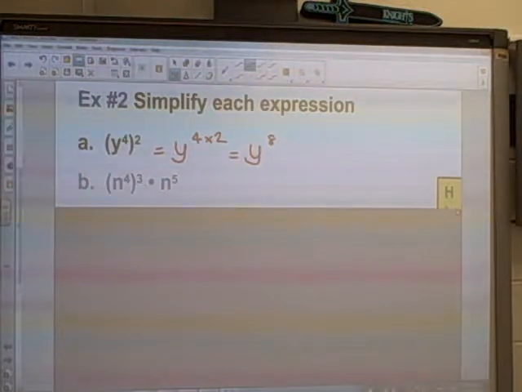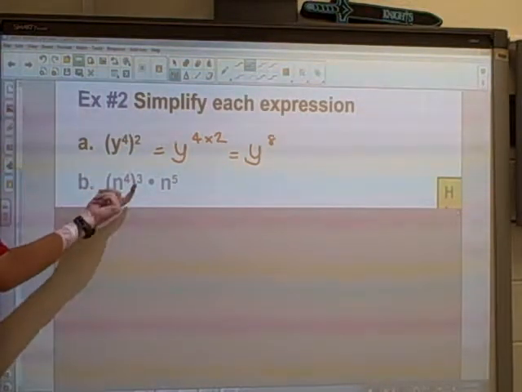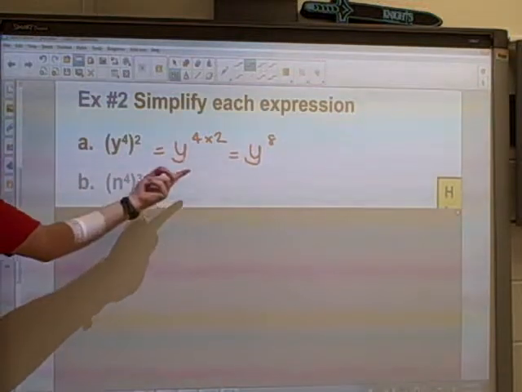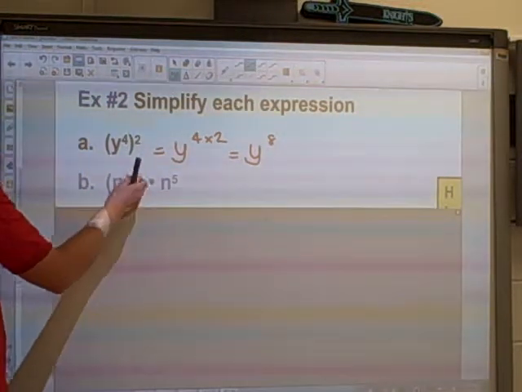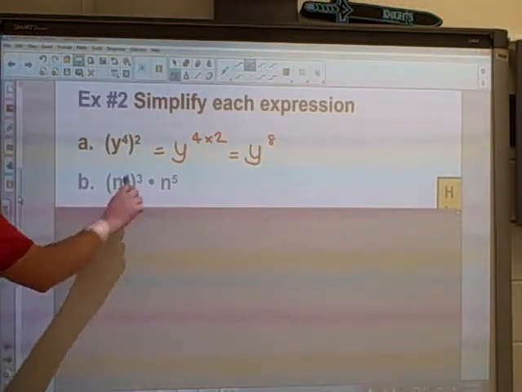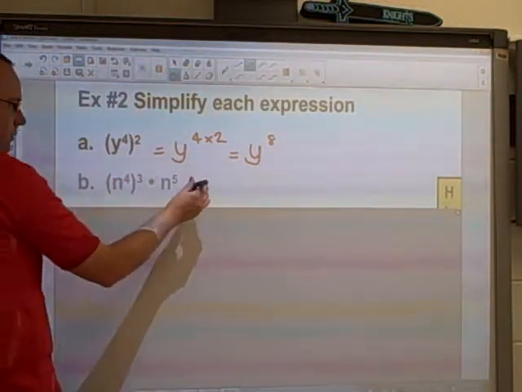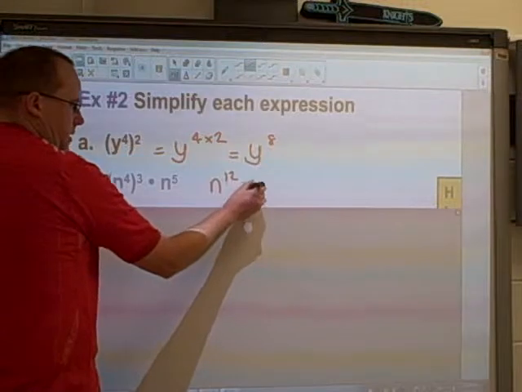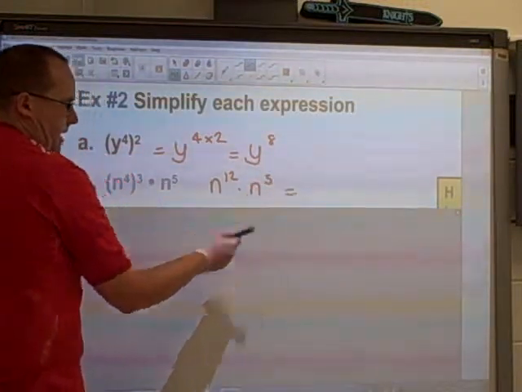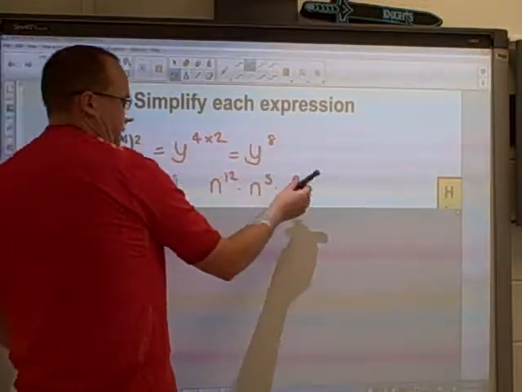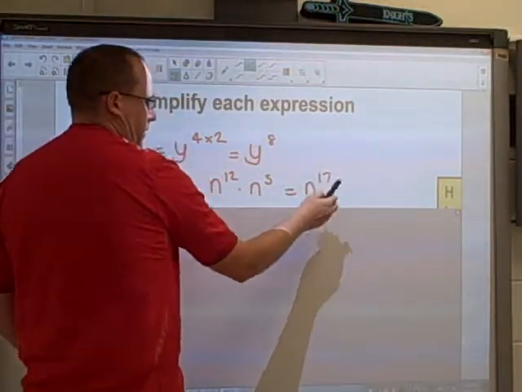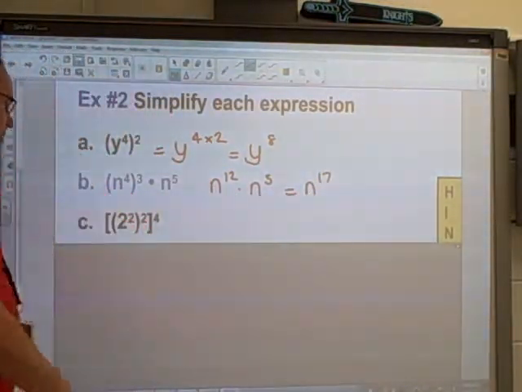Now for the second one, I've actually got a couple of things here. I can see I've got some parentheses here, and I've got some multiplication. So order of operations, I'm going to do the parentheses first. So this is actually a power to a power question. So I'm going to multiply these together. So 4 times 3 is 12. And then now I'm going to work out what happens when I multiply. Now when I multiply, that's when I add the exponents together. So 12 plus 5 is just 17.